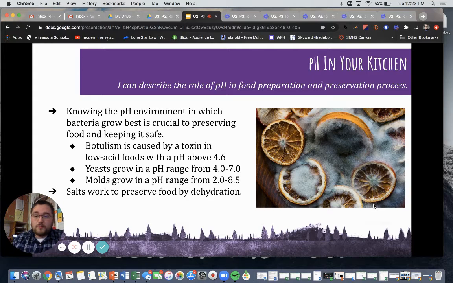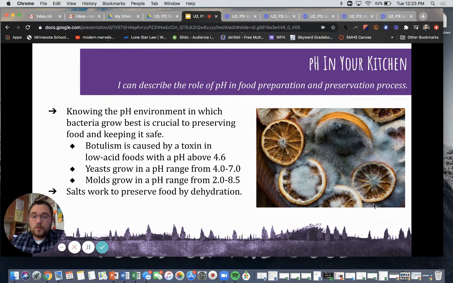pH in your kitchen is also important to understand. Knowing the pH environment in which different bacteria grow best is really important in order to preserve food and keep it safe for all of us. For example, botulism is caused by a toxin in low acid foods with a pH above 4.6. Yeasts grow in a pH range of 4 to 7, so that's acidic. And molds grow in a pH from 2 to 8.5, so that can be basic or acidic, but that's kind of why we have a lot of mold growth in a lot of food that we eat. Possibly there's a potential for mold because it can be kept in an acidic or a slightly basic environment.